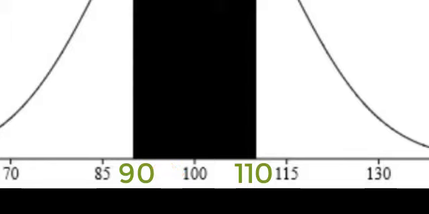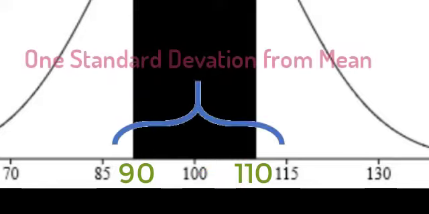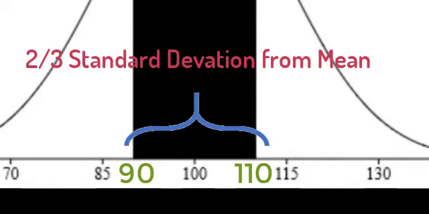Similarly and symmetrically, the distance from 100 to 115 matches the distance from 85 to 100, because that's the one standard deviation range. Well, 100 to 110 is also 2/3 of the way, so 2/3 of a standard deviation from average. So in a similar way that we said 85 to 115 is one standard deviation from the mean, 90 to 110 is 2/3 of a standard deviation from the mean.